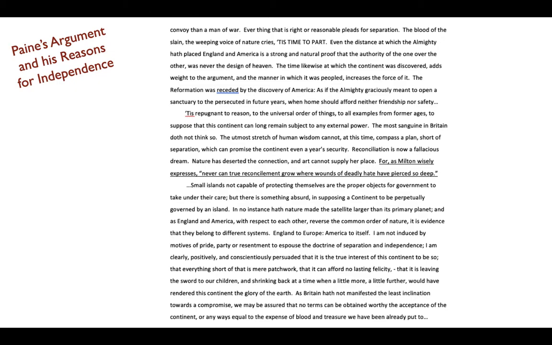Okay, so if you haven't already done so, please read through it again, and make sure that you have his six reasons labeled and numbered for why he believes America should be independent from Great Britain.